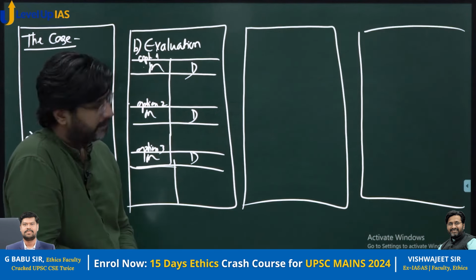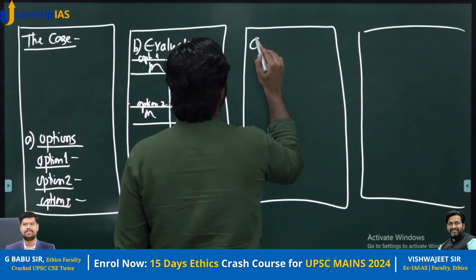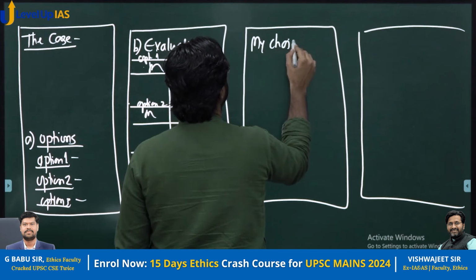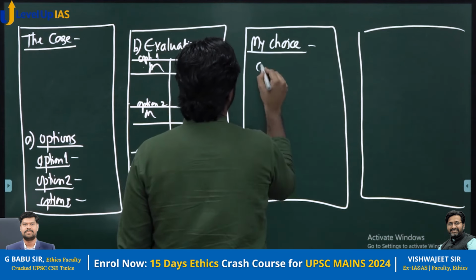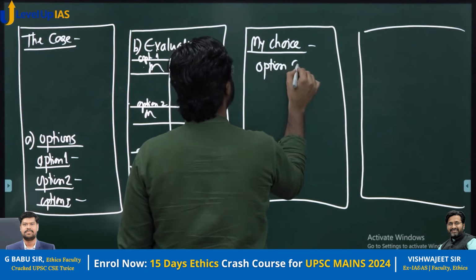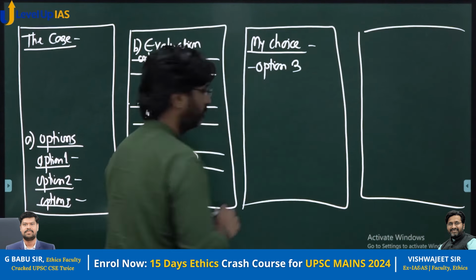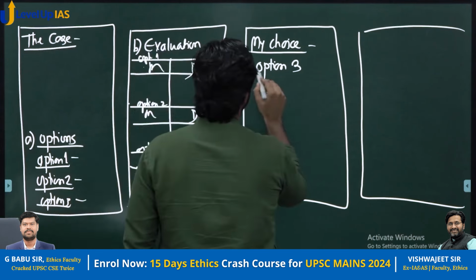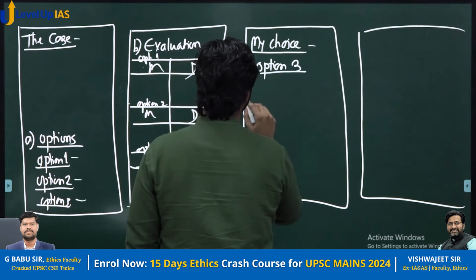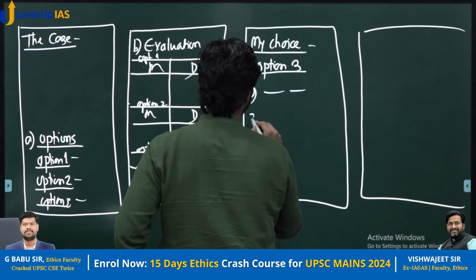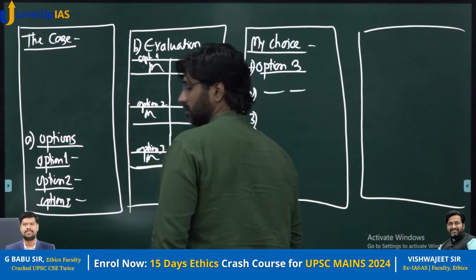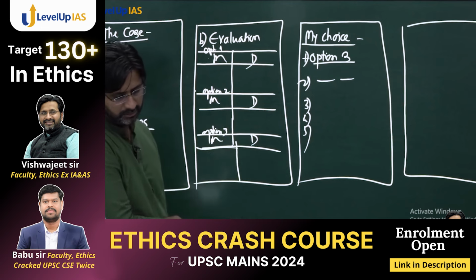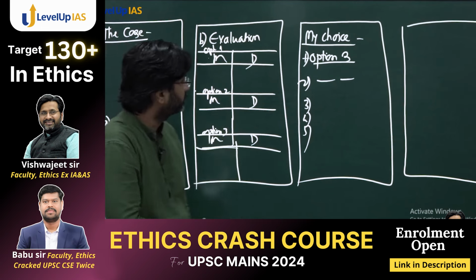Right? Then comes the choice, or my choice. That would be option 3. I'll explain why option 3 is. Okay, and then my choice is option 3. So you write I chose option 3. Number 2, the positive points, whatever ethical and moral things. Why? This is part of justification only.